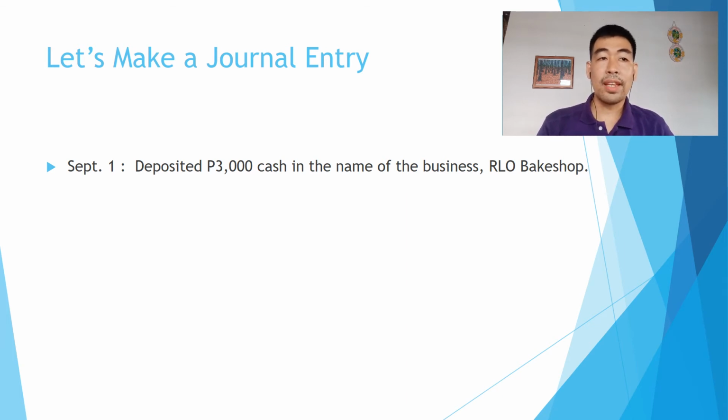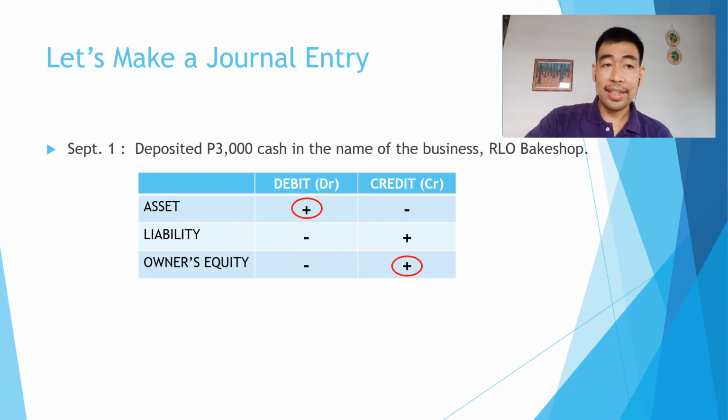First, on September 1, there's a transaction that we deposited 3,000 pesos cash in the name of the business, which is RLO Big Shop. Now, when we analyze the transaction, we can detect that there is an increase in assets of the business. At the same time, there is also an increase in owner's equity in the business.